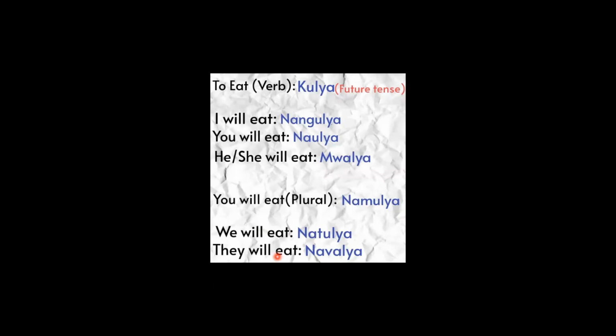I will eat, nangulia. You will eat, naulia. He or she will eat, mwalia. You will eat, plural, namulia. We will eat, natulia. They will eat, navalia. Do you have questions on this, the future tense of the verb to eat? Do you have questions?